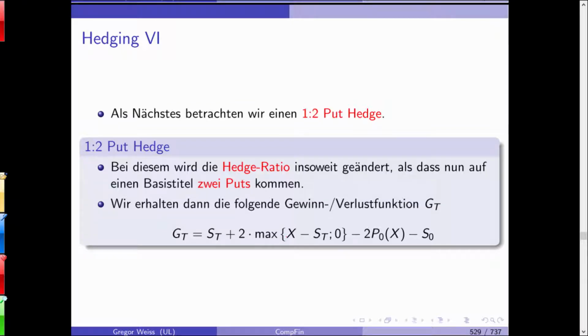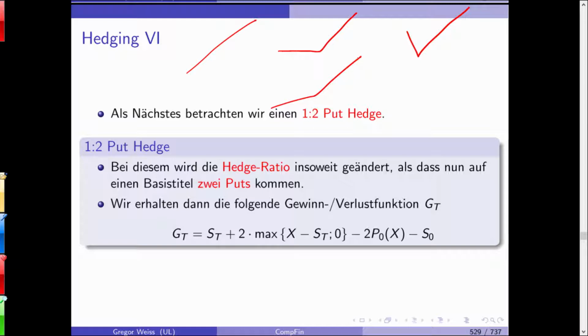Now I will simply skip the next couple of hedging strategies because we now take not just one underlying but two options, or two underlyings and one option, and you will see the effect will be that previously we had this. Now with the 1-to-1 put hedge it looked like this. With the 1-to-2 put hedge it will look like this, and with the 2-to-1 put hedge it will look like this. So by including more or less options, you get a stronger or less strong tilting effect of your profit and loss function of your underlying.